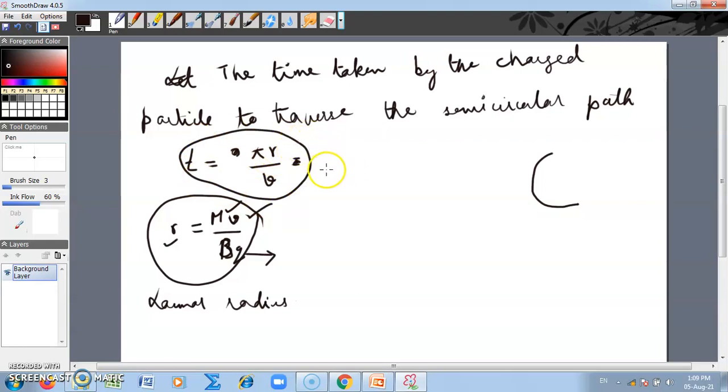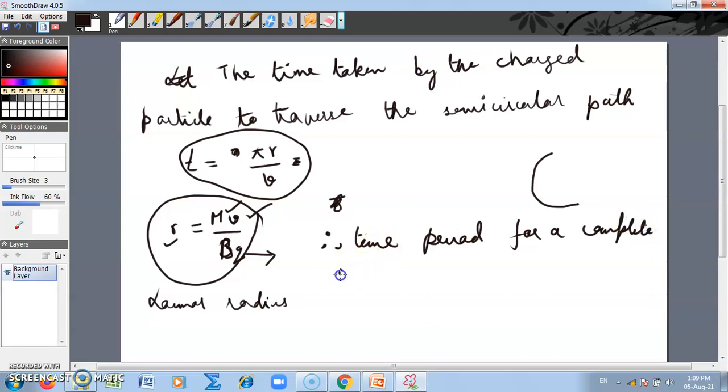What will happen is that then the time period, therefore time period for a complete circular path, because we have seen this only for a half circular path, half circle. This was the time for a half circle.